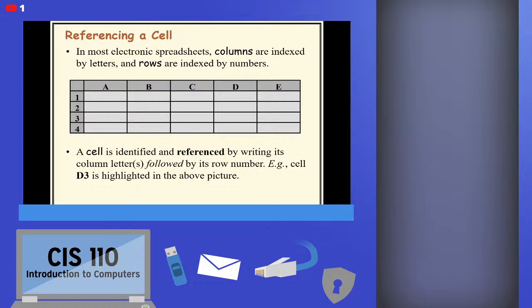And a cell is identified and referenced in writing by its column letter first, followed by its row number. So we're going to highlight a cell for you here. That cell that I just highlighted in purple for you there is cell D3. Because first we go over and we find column D. We go down from there. And then we find the row that it's on, which is row 3. And go over from there, and that references that particular cell, cell D3.